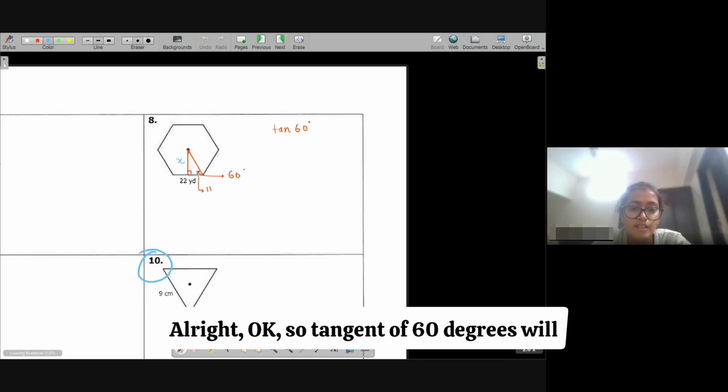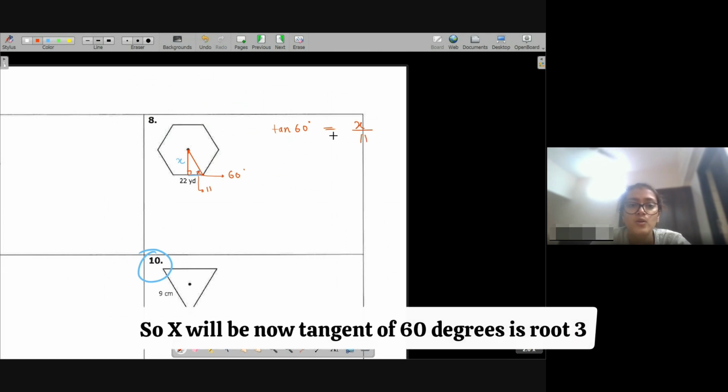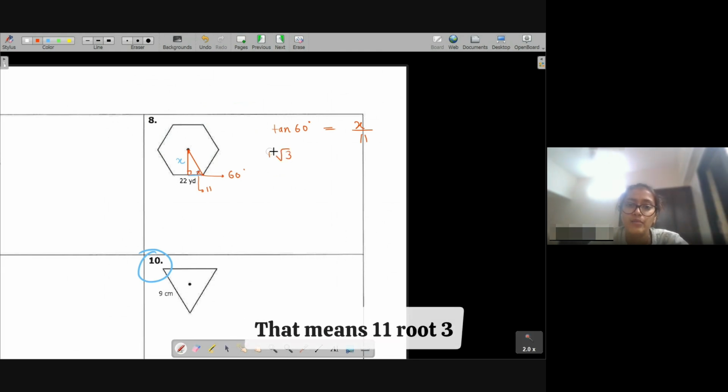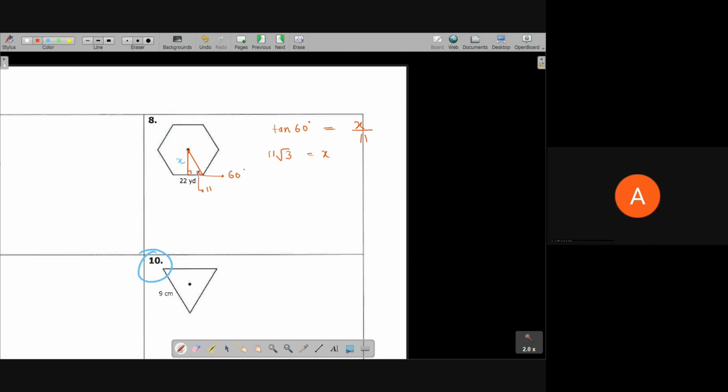Tangent of 60 degrees will be equal to x over 11. So x will be, now tangent of 60 degrees is root 3. So root 3 times 11, that means 11 root 3, that is x. So you have your apothem. Okay.